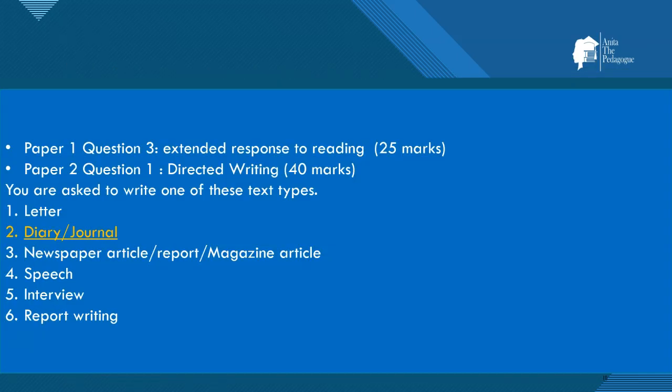Paper 1, question 3, the external response to reading, which is 25 marks, and also paper 2, question 1, directed writing, which is 40 marks. You are asked to write one of these text types: letter, obviously, diary or journal, newspaper article, report or magazine article, speech, interview, or report writing. So in any of these 2 papers, you could be asked to write a diary or a journal.